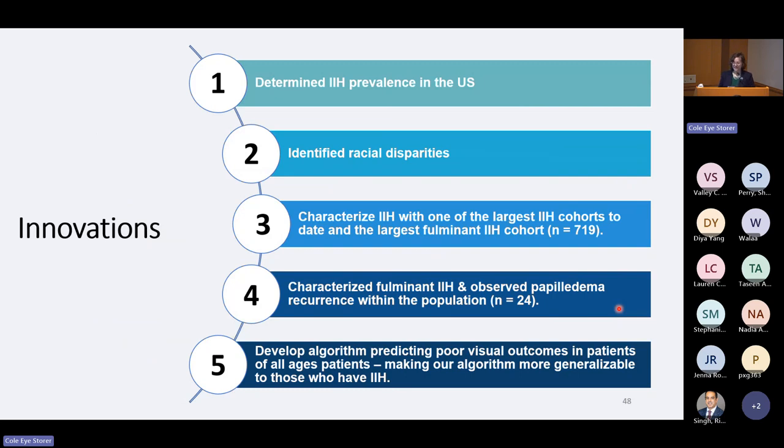So overall, I just want to highlight a few innovations of all the analyses we talked about today. We were able to determine the prevalence of IH in the United States. We identified important racial disparities within the disease. We characterized IH with one of the largest cohorts to date and the largest fulminant cohort to date. We also characterized fulminant IH and observed papilledema recurrence within the population. And lastly, we developed an algorithm to predict poor visual outcomes in patients. And this made our algorithm more generalizable to all those that had IIH because we included pediatric patients, fulminant patients, and adult patients in our analysis.